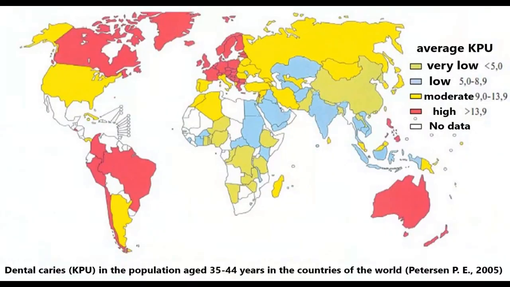And we see on this map dental caries by the KPU index, big KPU, in the population aged 35-44 years in the countries of the world in 2005. We see that in Russia it is moderate, in Ukraine moderate, in America, the USA, it is moderate, in Canada high, in Europe high.